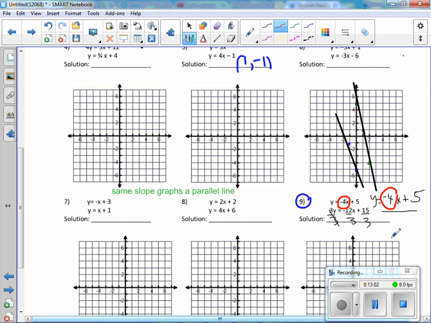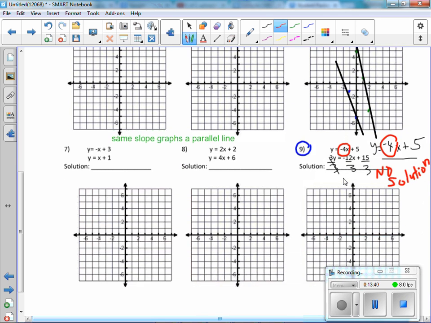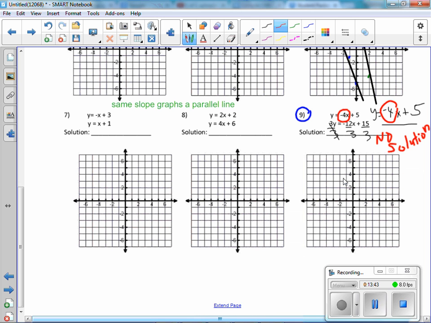So, what did I say is the solution to this? Parallel lines, it doesn't intersect, okay? So what is our solution? It has no solution. That means it doesn't intersect, nothing's in common, so you can just put no solution. Parallel lines, no solution. If they intersect, it's one solution like we did up here. And if they have the same line on top of each other, it's infinitely many solutions.